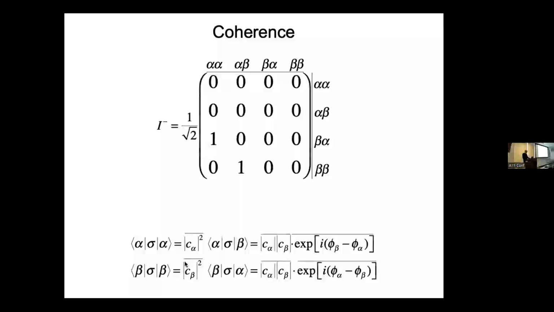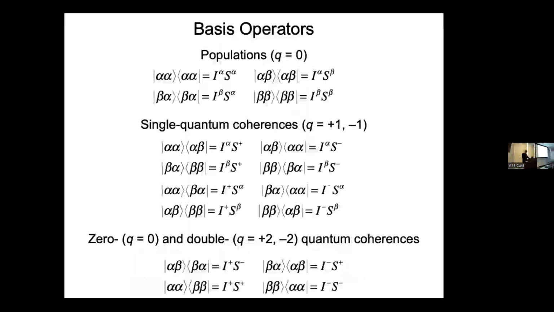The only terms that survive are the diagonal elements, and they, of course, are the Boltzmann weighted populations of the alpha state and the beta state. And if we generalize to 2 spins or more, the same statement applies. The diagonal elements of the density operator are the populations, and the off-diagonal elements of the density operator represent coherences between states. And we can assign operators that are associated with those particular coherences. And that's kind of shown here.